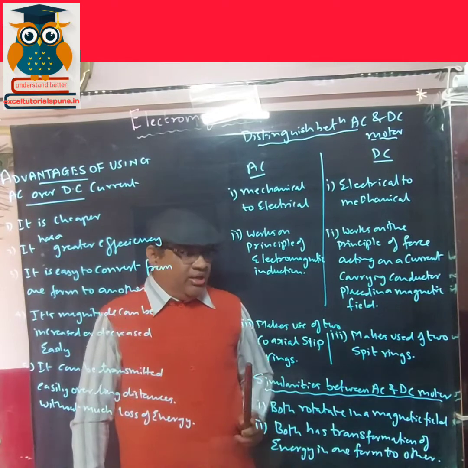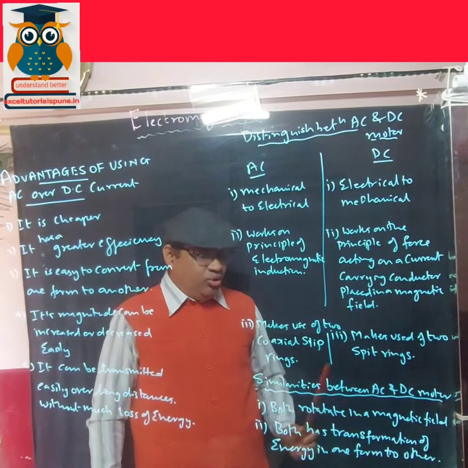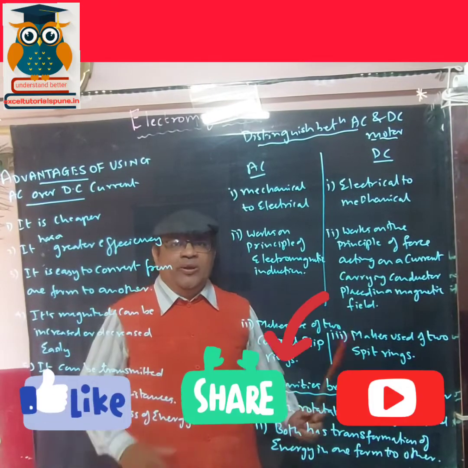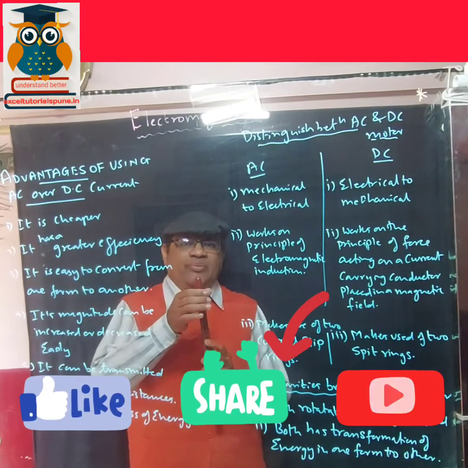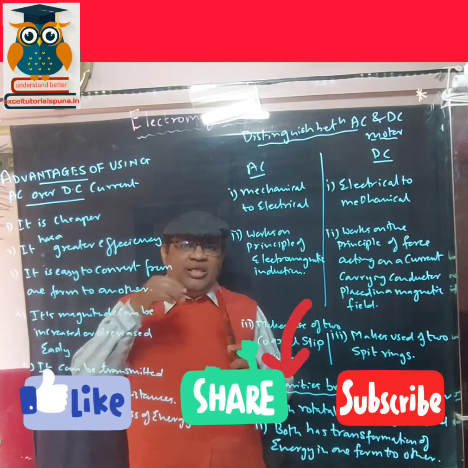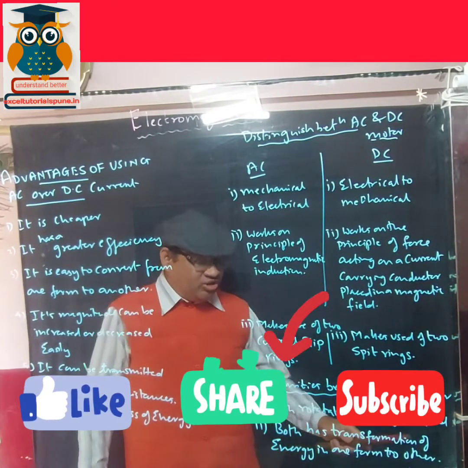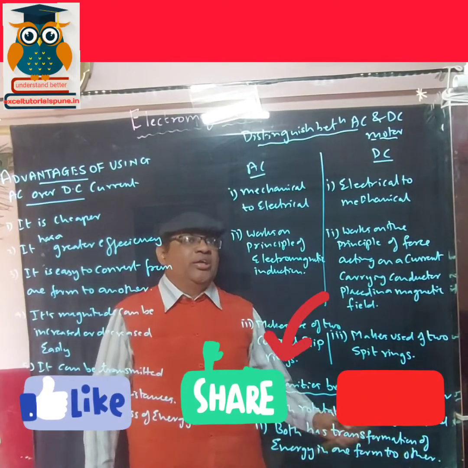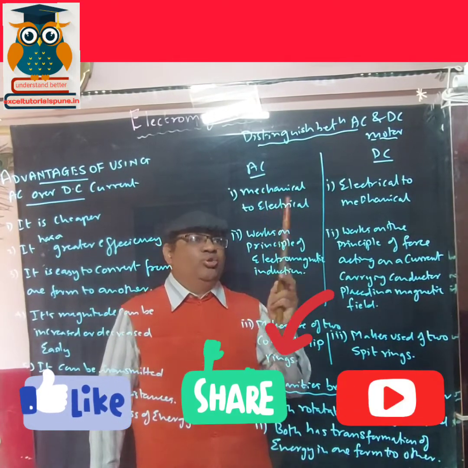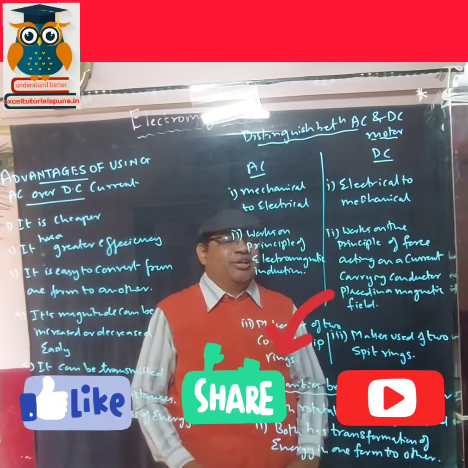Please go through it. Now, similarities between AC and DC motor. Both rotate in the magnetic field. There is a magnet and there is a coil in between, and the coil moves in the magnetic field. Both have transformation of energy from one form to another. In case of AC, it is mechanical to electrical, and in case of DC, it is electrical to mechanical.